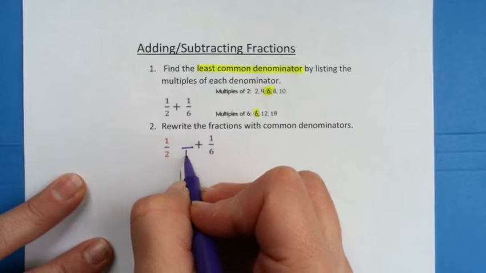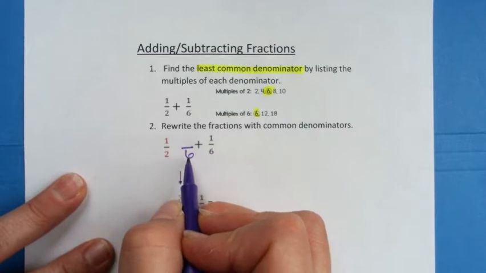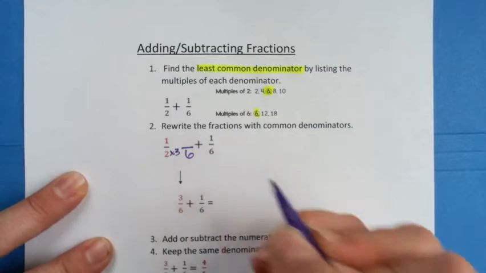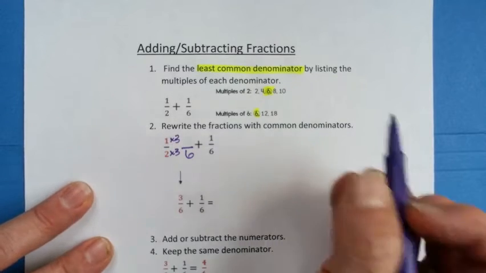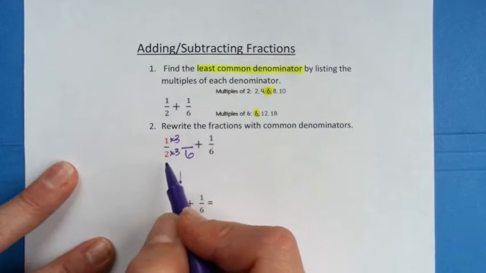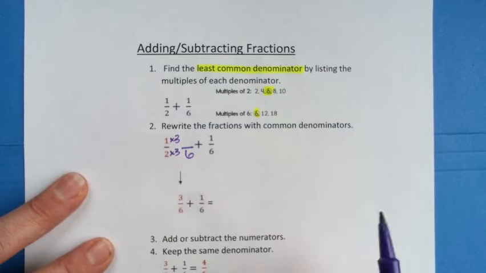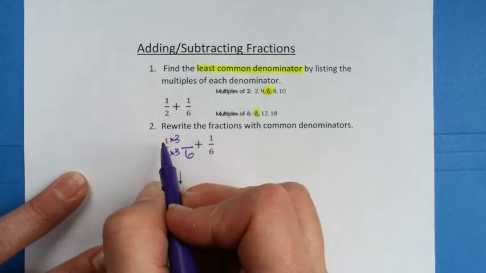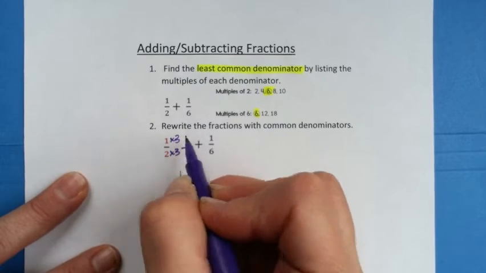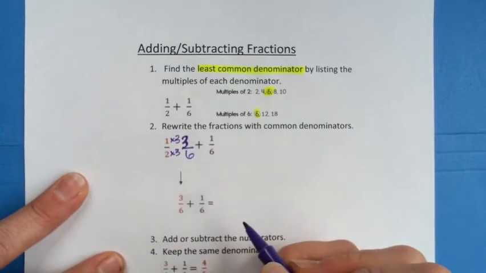So I know that 6 is my common denominator here, and I've got to figure out what do I multiply 2 by to get 6, and it's times 3. So that means I need to do the same thing to the numerator. Whatever I multiply the bottom by to get the 6, I multiply the top by the same exact number. So 2 times 3 is 6, and for the numerator, 1 times 3 is 3. So I'll have 3 sixths plus 1 sixth.